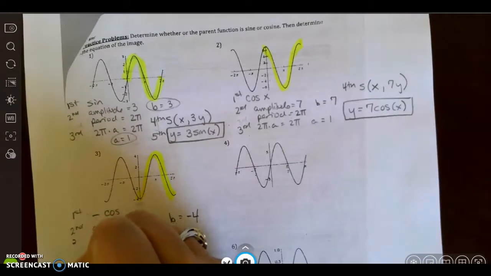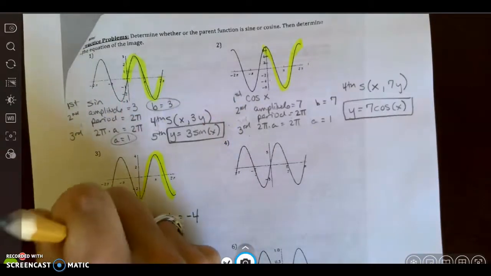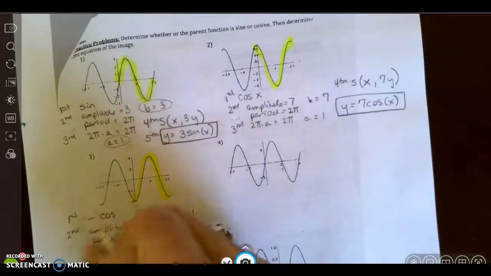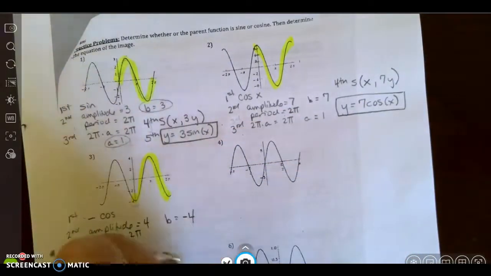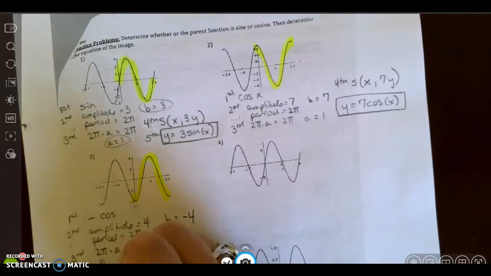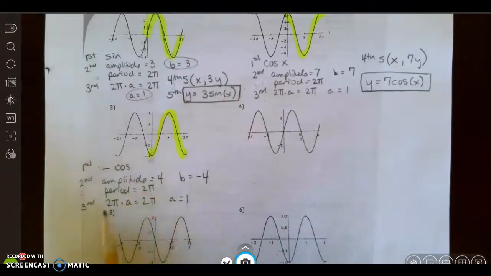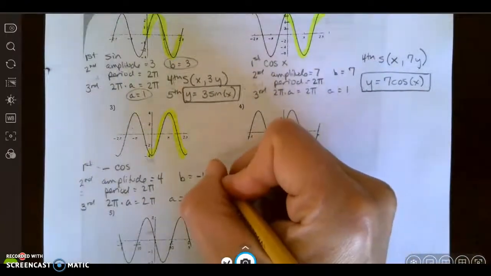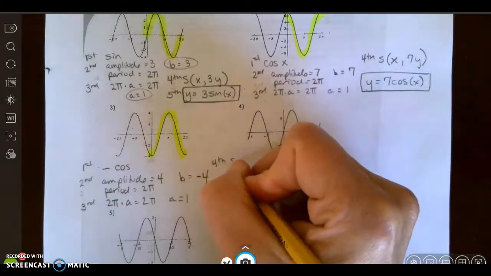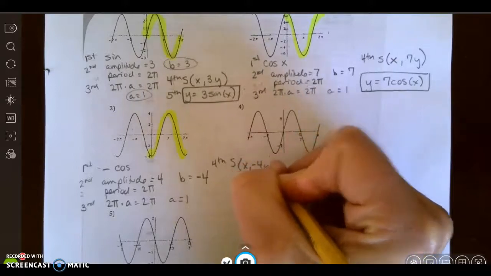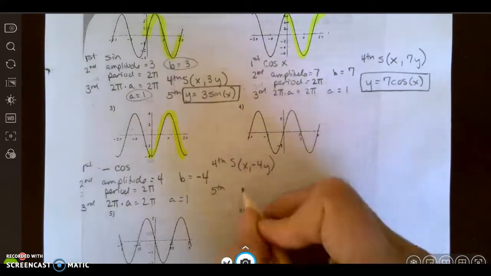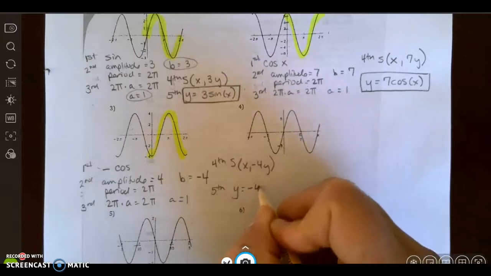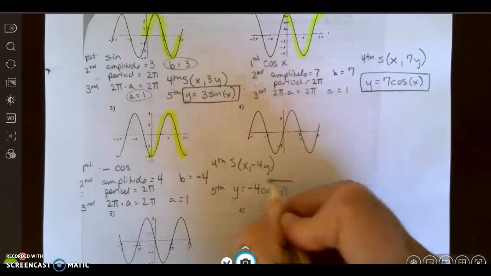Then my period is still 2 pi, which makes 2 pi times a being 2 pi. A is 1. Notice I'm still showing this step because I know I need to know this step for when it does happen. So I don't want to just skip it. My fourth step is my scale change, which is x, negative 4y. And so then my equation is y equals negative 4 cosine of x.